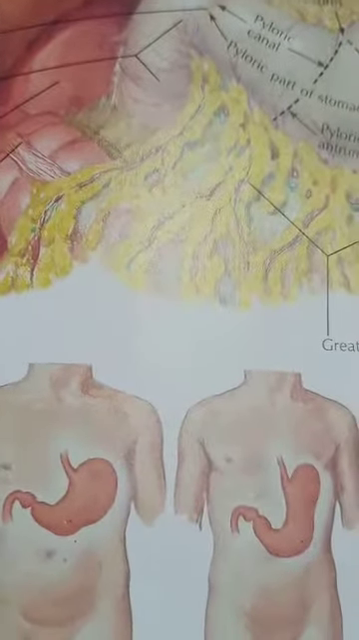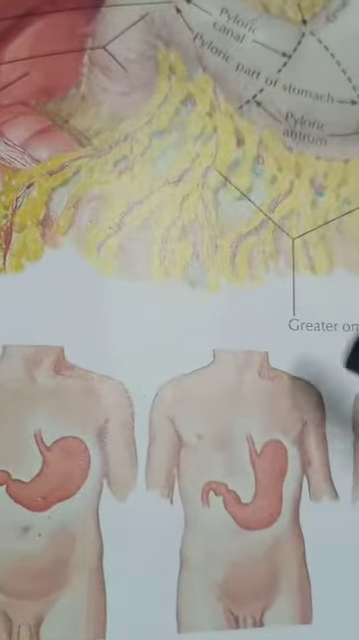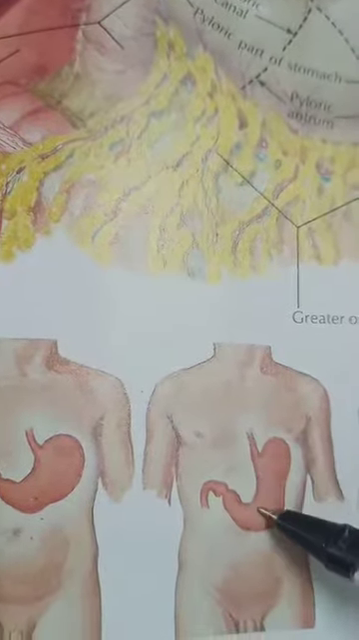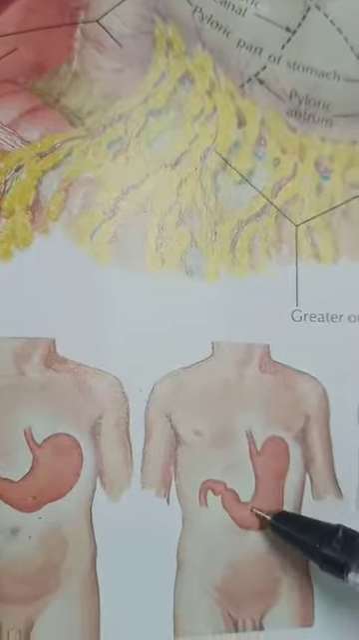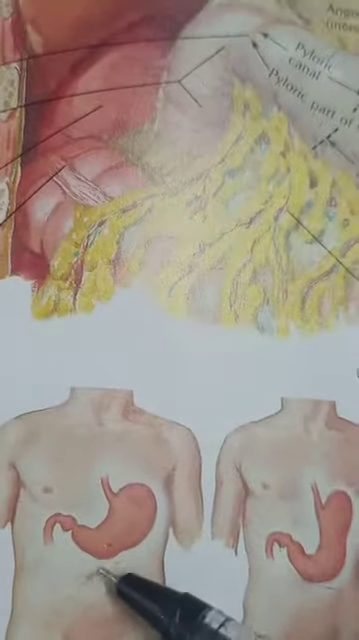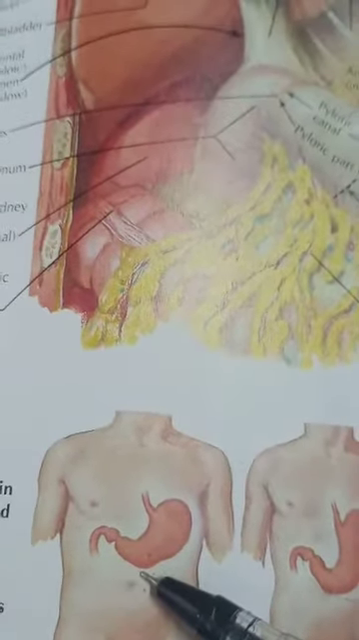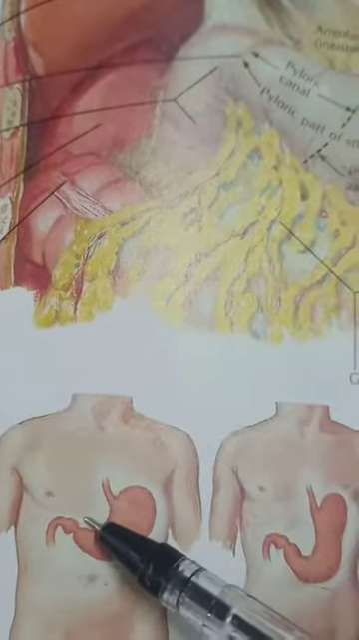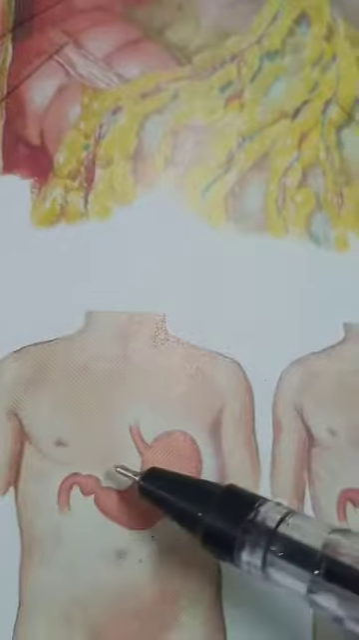Then regarding the shape of the stomach, in a lean person the stomach will be J-shaped. A J-shaped stomach. But in the case of an obese person, the stomach is horizontally placed and it has a steer horn appearance. Steer horn appearance.